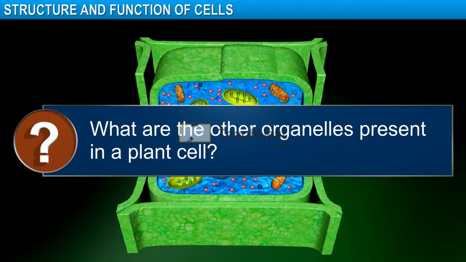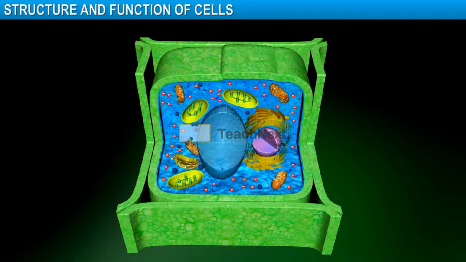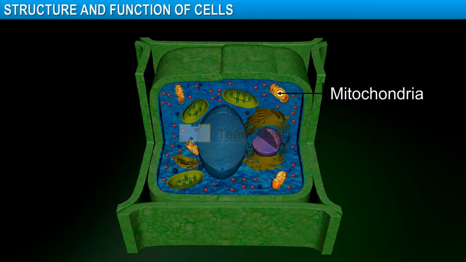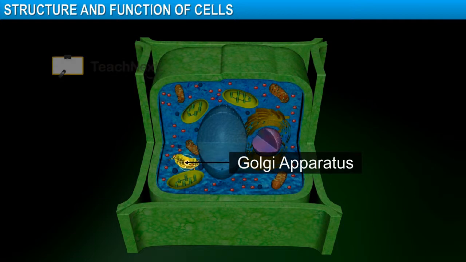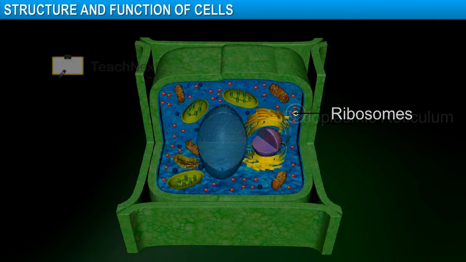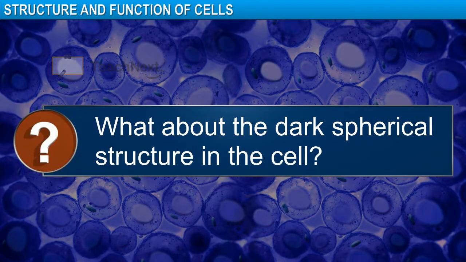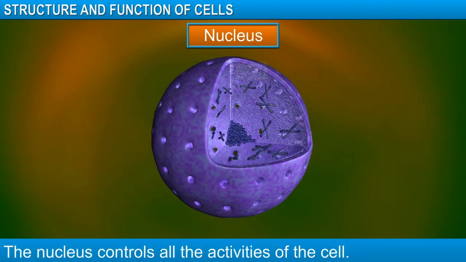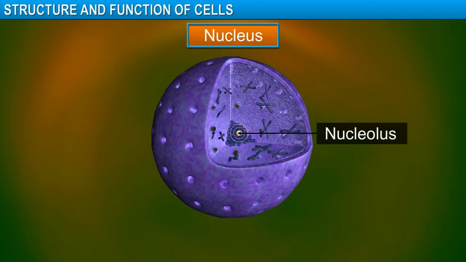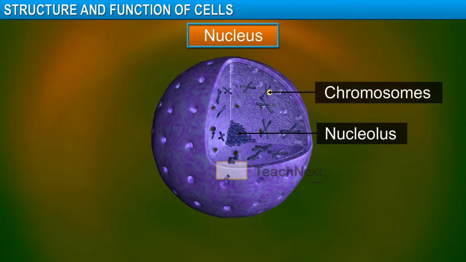What are the other organelles present in a plant cell? They include mitochondria, Golgi apparatus, ribosome, and endoplasmic reticulum. What about the dark spherical structure in the cell? It is the nucleus, and it controls all the activities of the cell. It contains the nucleolus, which is a smaller spherical body. The nucleus also contains thread-like structures called the chromosomes.